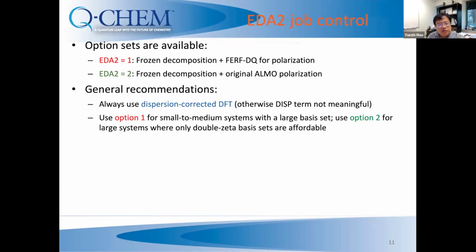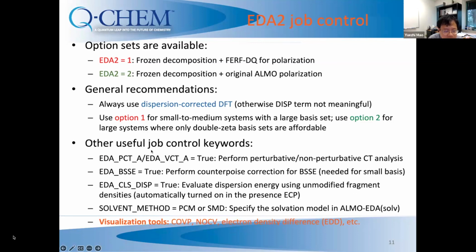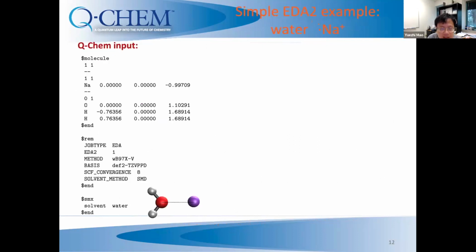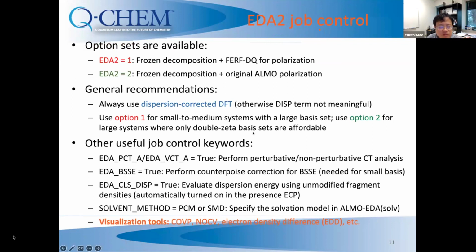Yeah, and option one is recommended for small to medium systems with a large basis set. And option two can be used for larger systems where only double zeta basis sets are affordable, because the FERF method doesn't really make a big difference for a smaller basis set. So that's my recommendation. And there are a couple of other keywords. Probably for the sake of time, I will not go through all of them in detail, but they are all documented in the Q-Chem manual.